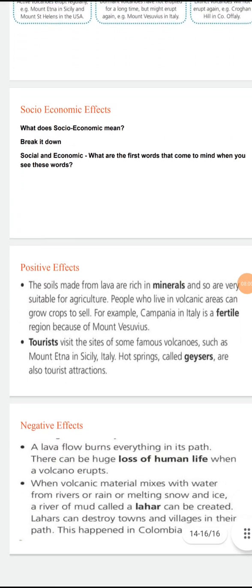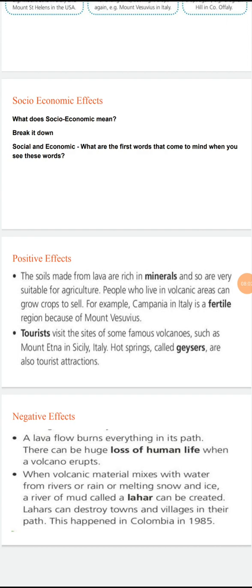Positive effect. The soils made from lava are rich in minerals, so are very suitable for agriculture. People who live in volcanic areas can grow crops to sell. For example, Campania in Italy is a fertile region because of Mount Vesuvius. Tourists visit the sites of some famous volcanoes, such as Mount Etna in Sicily, Italy.